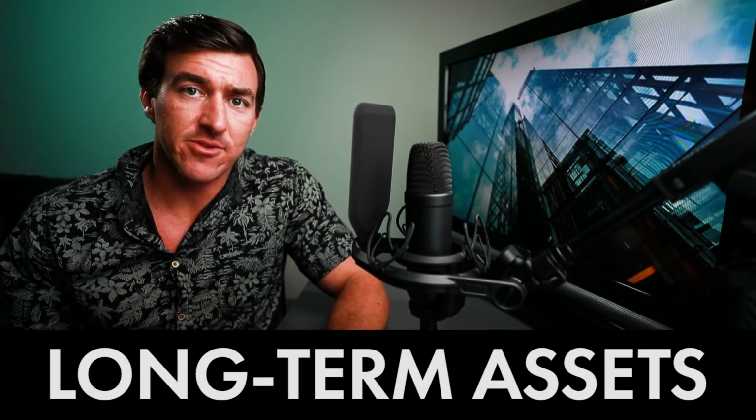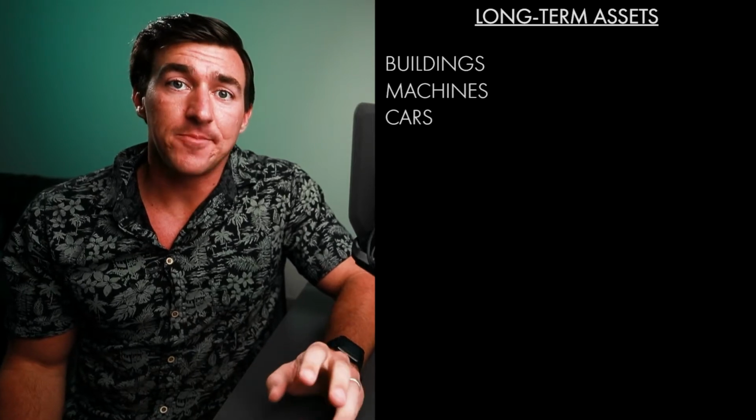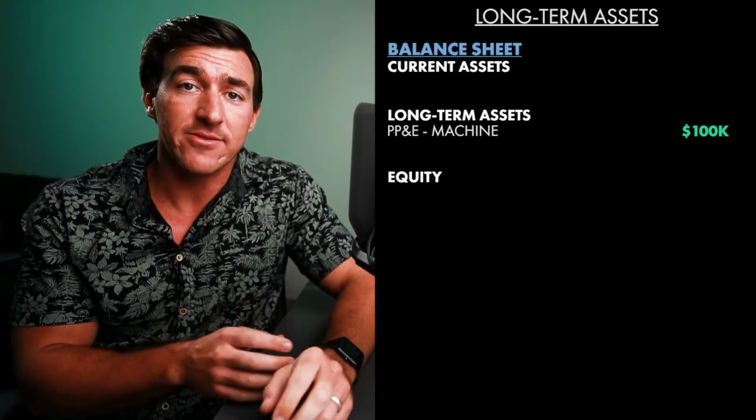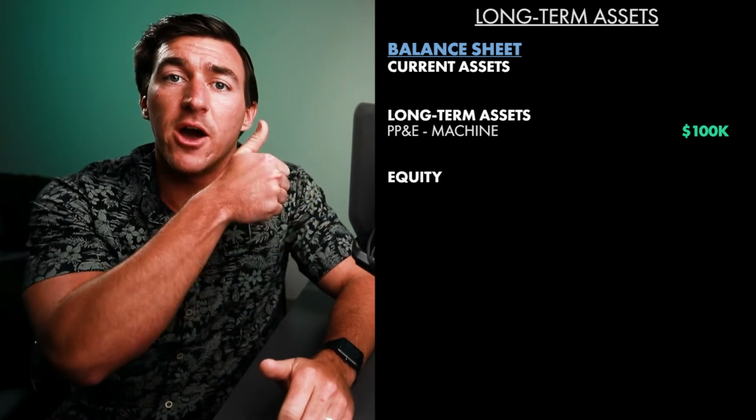Our next example is going to be around long-term assets, specifically buying them with cash. Remember, long-term assets are anything like buildings, machines, cars, all that kind of good stuff. Now, let's say, for example, you're going to buy a machine for $100,000. That machine is going to be a long-term asset, and that's going to go on the balance sheet under assets, and it's going to increase assets by $100,000.